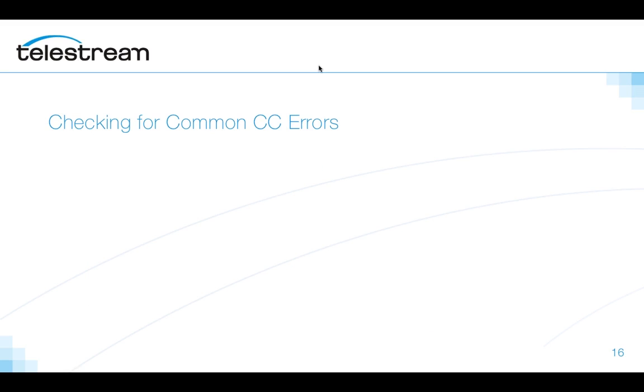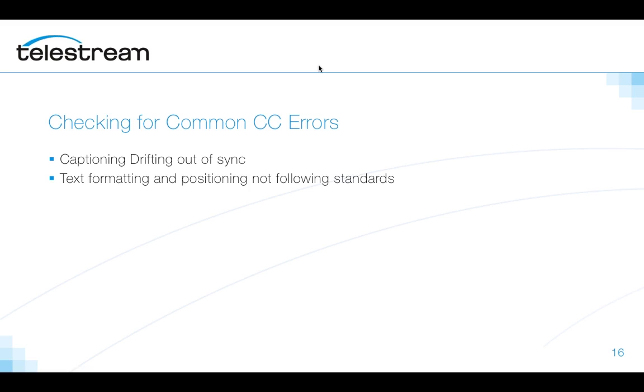All right, the next step is checking for common CC errors. We talked about captioning drifting out of sync. That happens usually when you're converting the frame rate. Many online captioning videos are 23.98, but it was aired in 29.97 or 60i or 59.94 720p. When you upload the original file that was shot on film, that's 23.98, and oftentimes that's not going to match. So it's important that you check that drift.